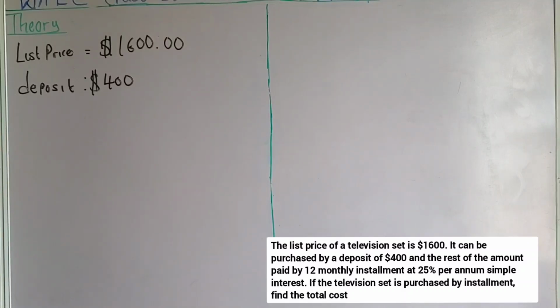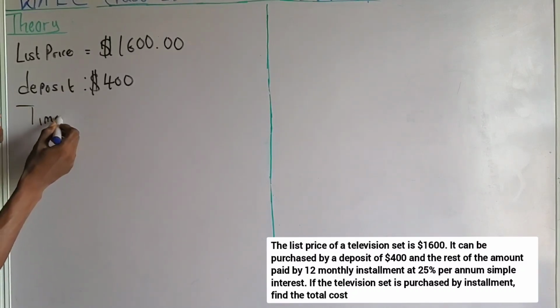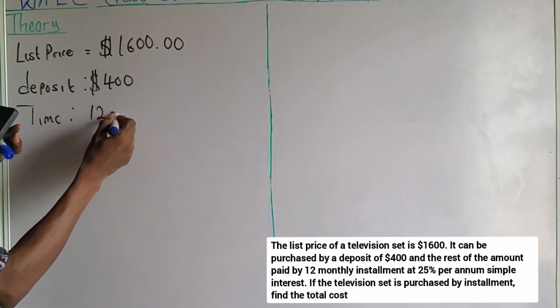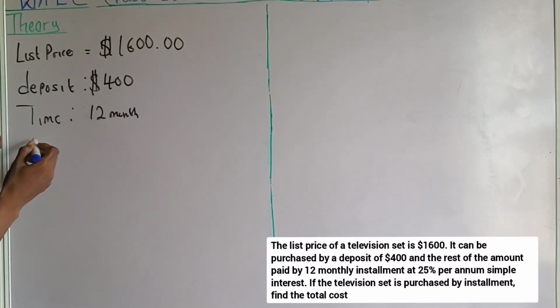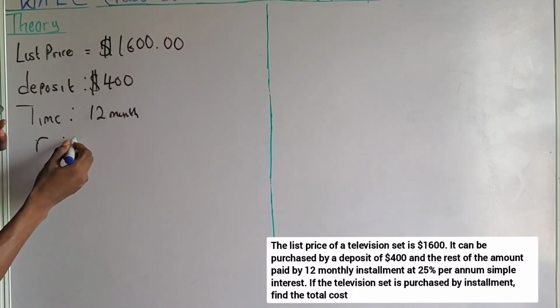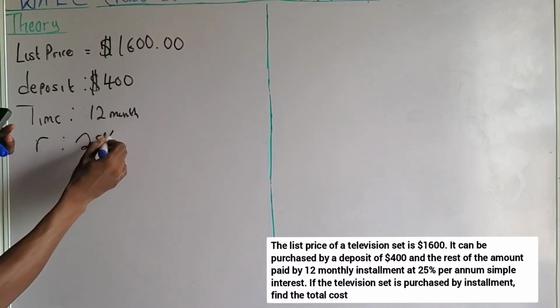And you have to pay the rest within 12 months at the given rate. You understand? The time to pay the rest of the money is 12 months. And look at the rate at which you are paying, the rate is 25%.